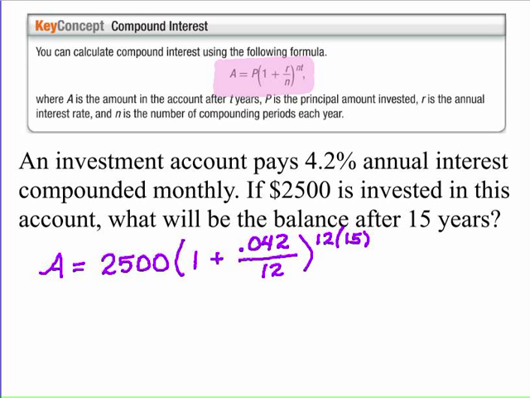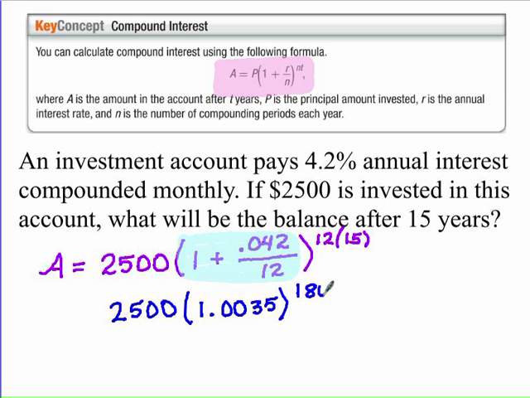Now I'm going to show you the easiest way to go through and solve these. The easiest way is to focus on the parentheses first. So we need to go ahead and calculate this. What you need to do is 0.042 divided by 12 and then add 1. So all I want to know from you now is 0.042 divided by 12 plus 1. And what did you get? 1.0035. Okay, now the exponent is 12 times 15. What is 12 times 15?